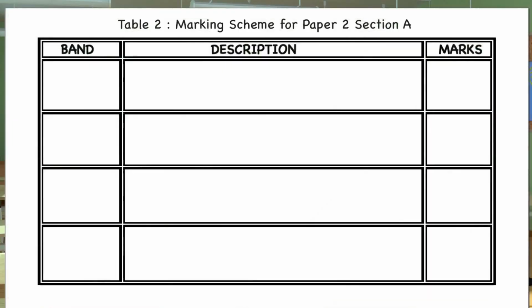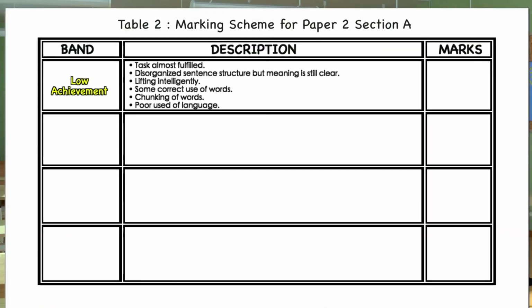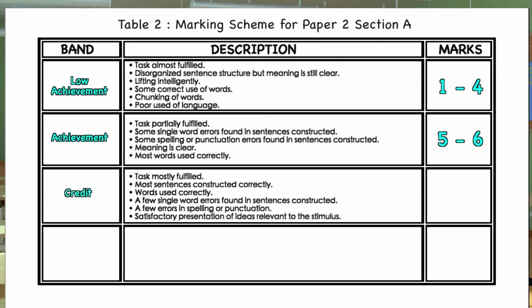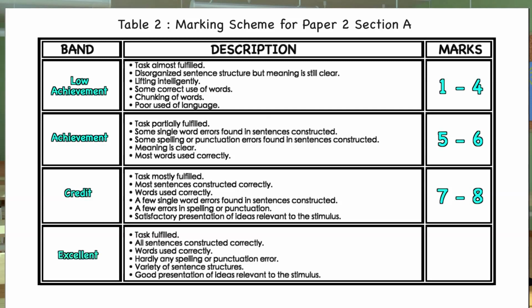Let's look at the marking scheme for this section. This section tests your ability to produce structurally correct sentences based on the stimulus given. There are 4 bands: low achievement, 1 to 4 marks, achievement, 5 to 6 marks, credit, 7 to 8 marks, and excellent, 9 to 10 marks.